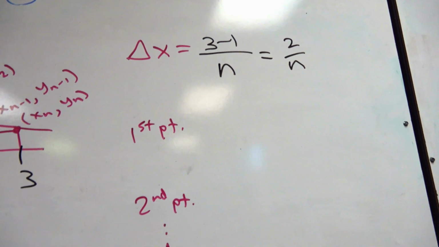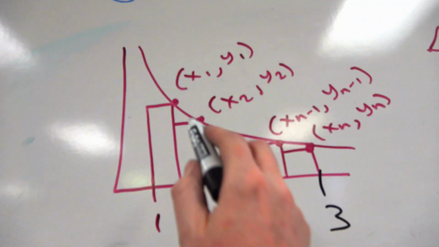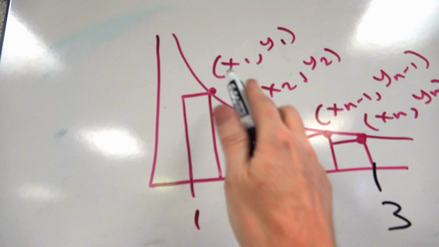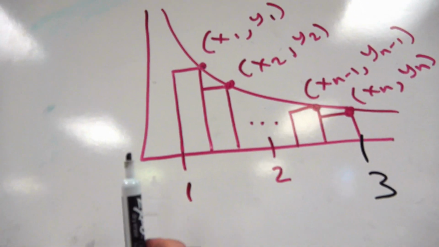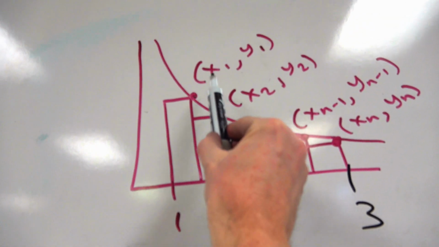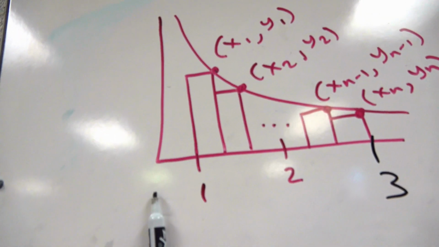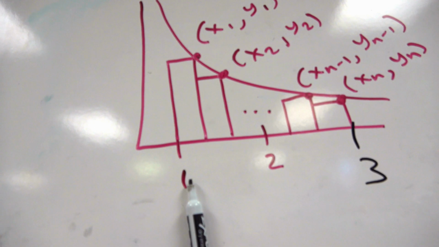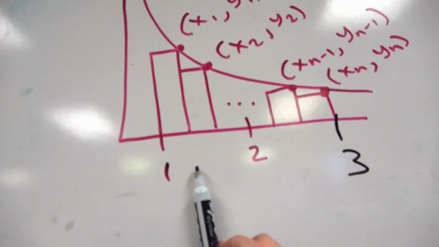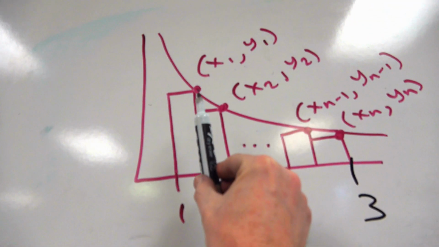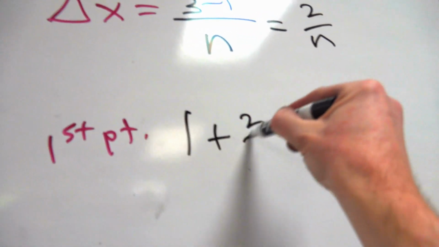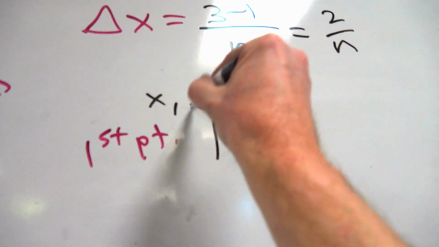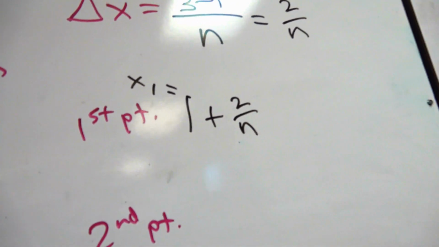Now the first point where the rectangle touches the curve, what is the height of the rectangle? What is the width of the rectangle? All that stuff. Well, the x-coordinate of that point, x sub 1, would be the origin, right, 1, plus an extra 2 over n is where that is, using this. That's why you find your delta x first, okay? x sub 1, I'll put that up there. x sub 1 is 1 plus 2 over n.